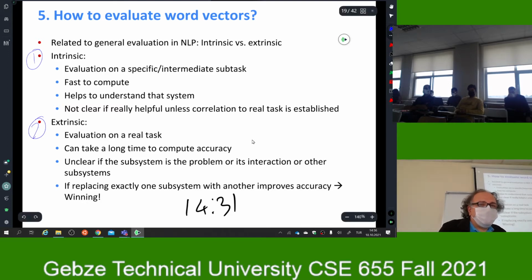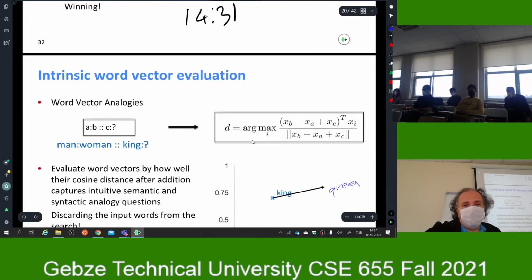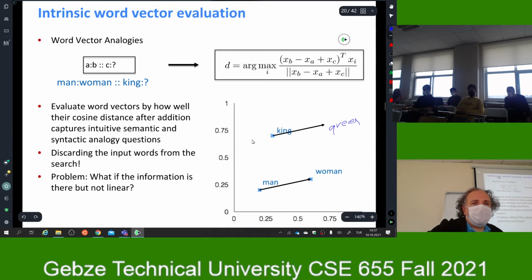Extrinsic is better, okay? We evaluate our vectors on real tasks. What do we mean by real task? For example, we get our vectors and test them on a machine translation system or summarization system, and so on. If the machine translation system works better with our vectors, that means our vectors are good. Otherwise, it's not a very good way of producing the vectors. Of course, extrinsic evaluation is more expensive because you need to run applications. Intrinsic is easier. Let's look at some of the intrinsic examples.